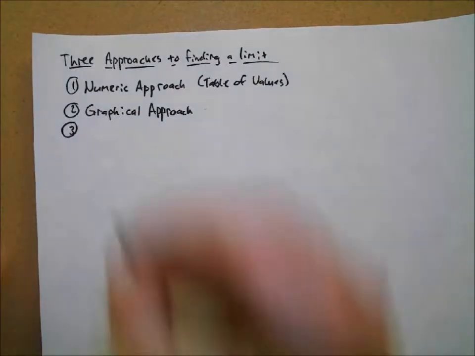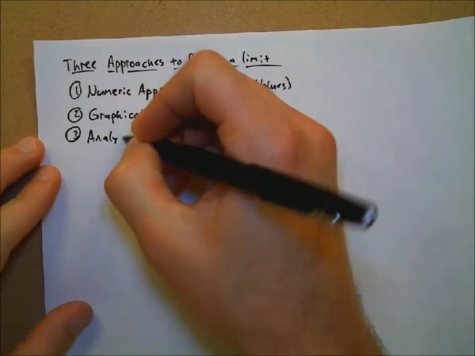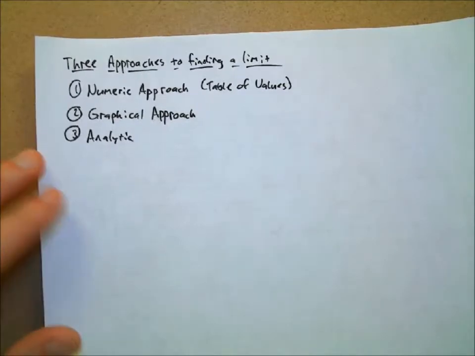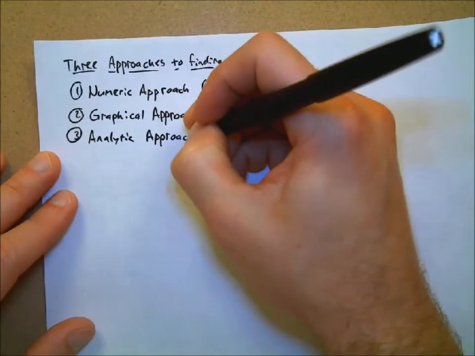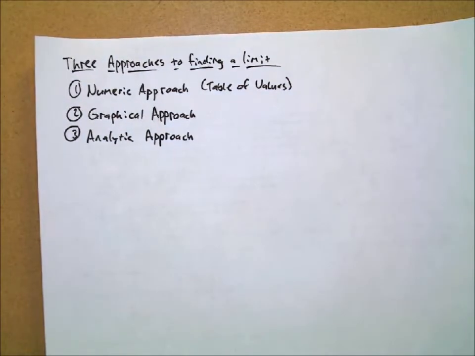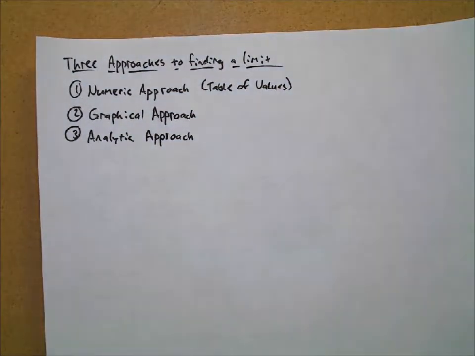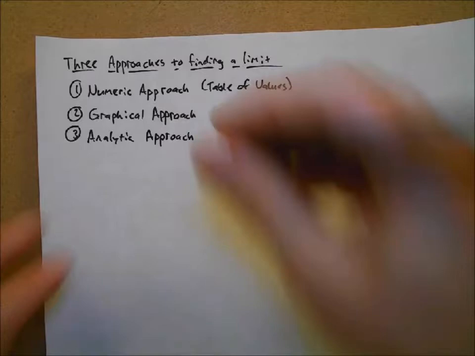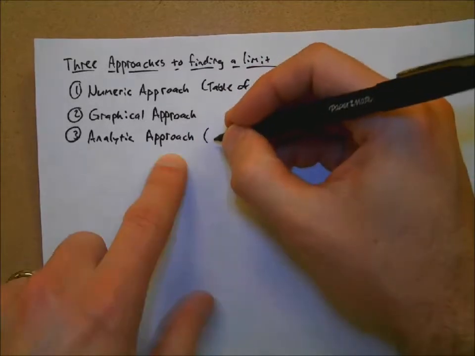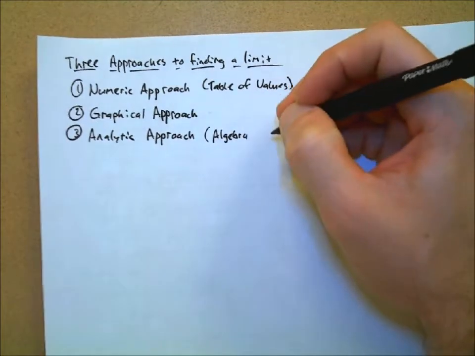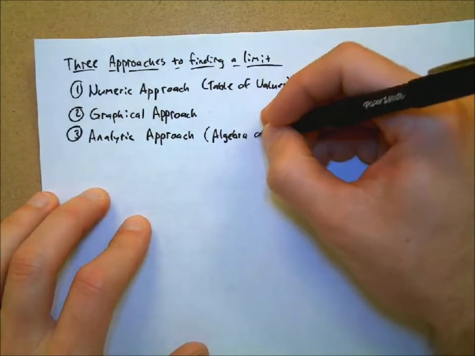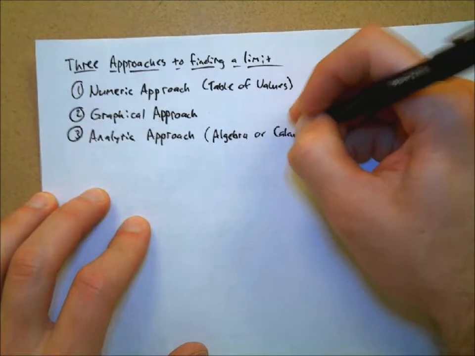Then the final one is maybe more familiar to a typical math class, right? It's the work you do to come up with a limit. We're going to look at this today as well. The analytic approach can involve algebra. We know algebra, so we can do it. Or it can involve calculus. We don't know calculus, so we won't be able to do that.